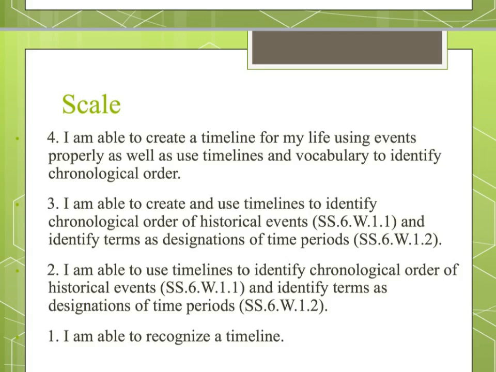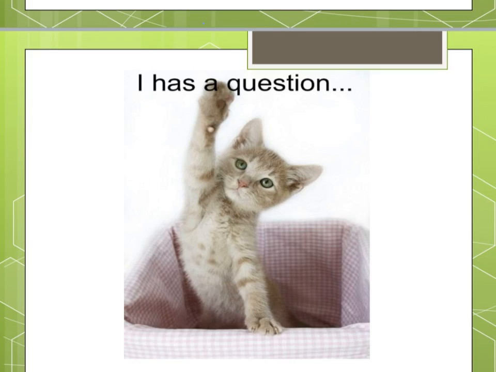designations of time periods. And this satisfies Social Science Standard 6, World History 1.1, and Social Science Standard 6, World History 1.2. If you are a 3, you can create and use timelines to identify chronological order and identify designations and time periods. The difference is if you're a 2, you're able to use. If you're a 3, you're able to create. And if you're a 4, we're going to get there today. That's to create a timeline using events properly, as well as timeline vocabulary to identify chronological order.